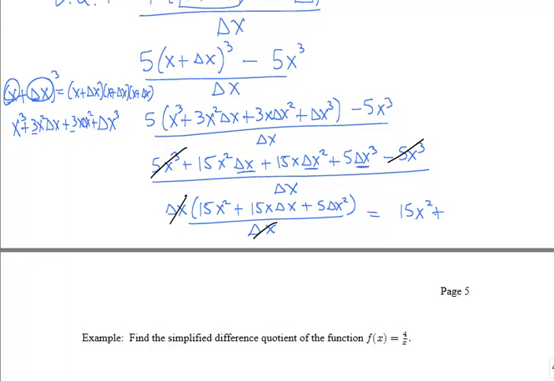So 15x squared plus 15x delta x plus 5 delta x squared is what we call our simplified difference quotient. And you're going to be seeing this again in the next chapter when we talk about the derivative, which is a very, very important concept in calculus. And this difference quotient has huge impact in determining what that derivative is going to be. So this is something you're going to see again and again and again.